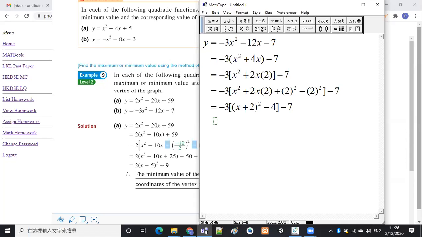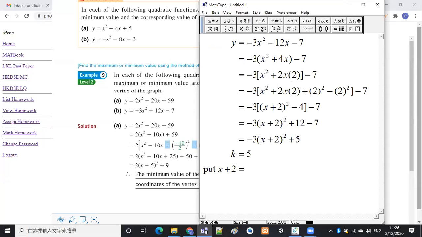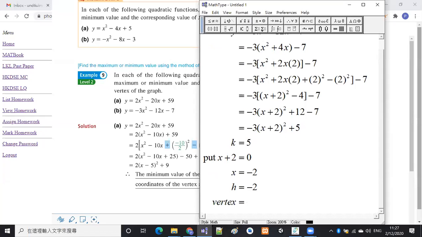Minus 7. Okay, and then we have negative 3 multiplying back into the square bracket times x plus 2 bracket square. Sorry. And then negative 3 times negative 4 becomes plus 12. And then minus 7. Finally, just simplify the constant term to be plus 5. Okay, and then you get the k value is 5. And when you put the thing inside the bracket to be 0, you'll find that x is -2, and that will be the h value. So the vertex will be equal to -2 and +5.